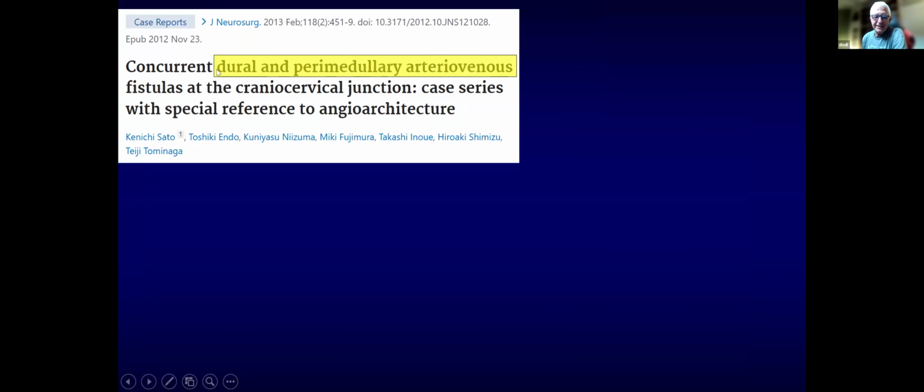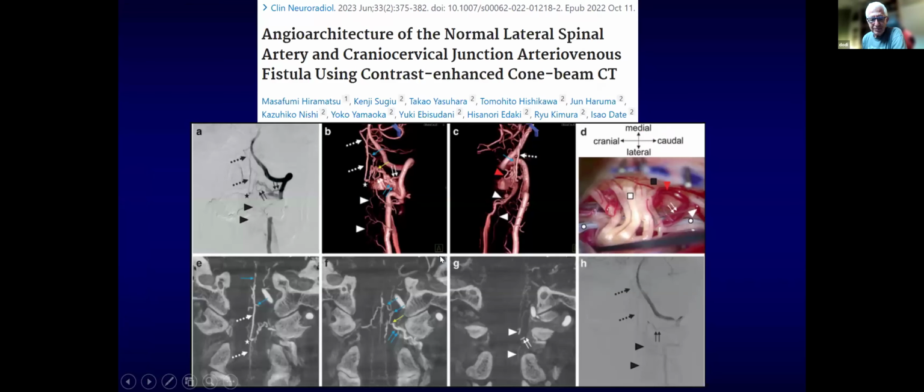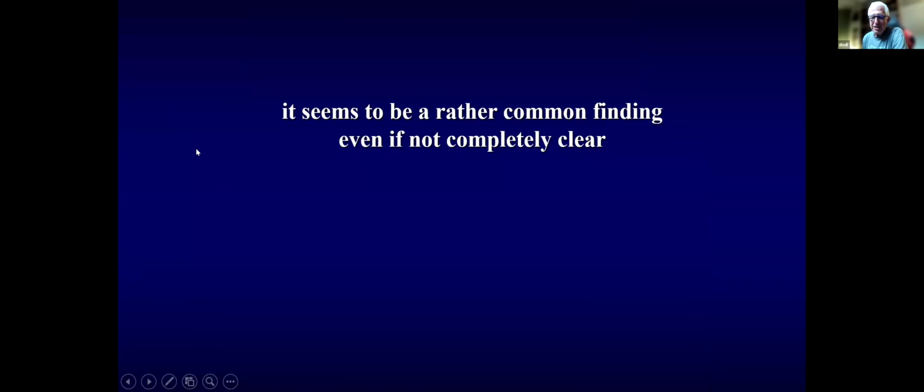This was a study looking at dural and perimedullary arteriovenous fistula, and you see a lot of nice drawings, and maybe in some of these it looks really like ours. And then this one calling cranio-cervical junction arteriovenous fistula. And again, same thing, the anterior spinal artery and an epidural, whatever. So it seems finally to be a rather common finding, even if it's not completely clear. You will tell me how often you have seen it, and we will discuss it.